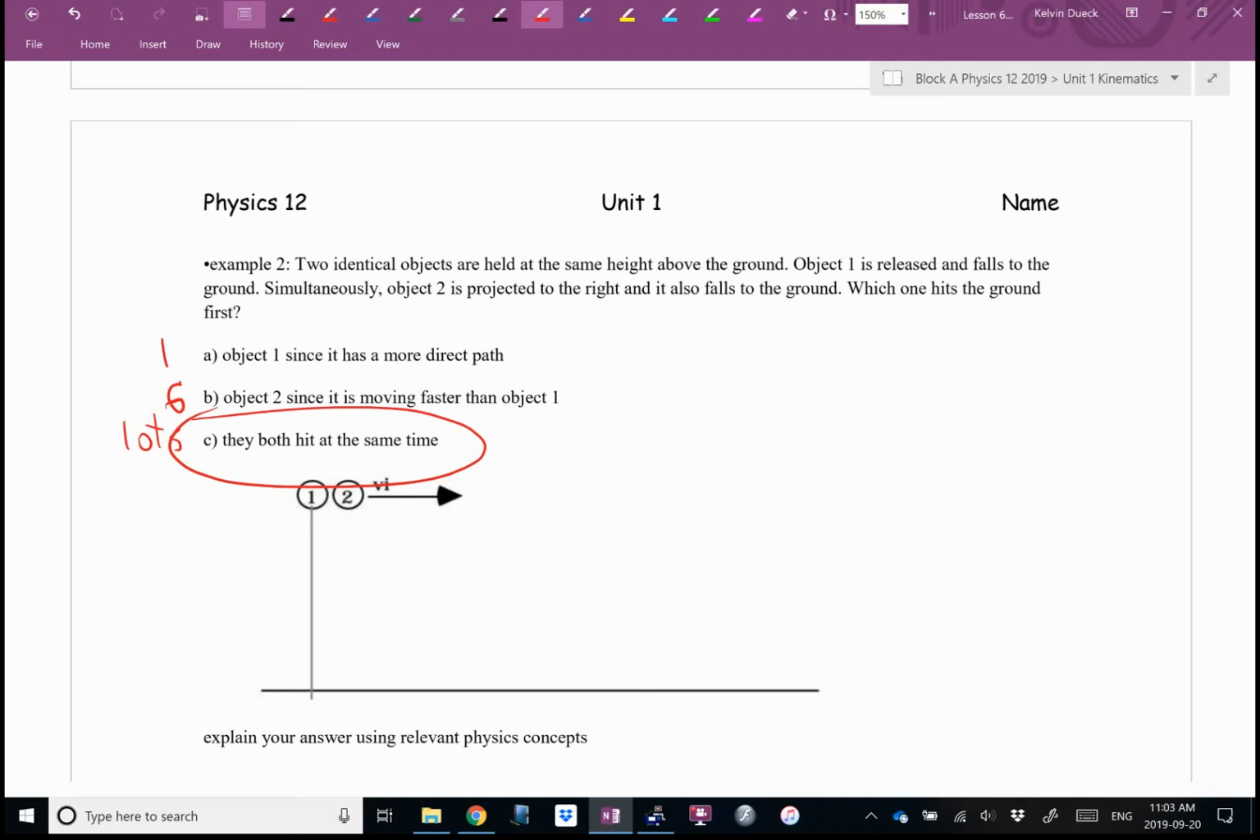And they both have the same vertical acceleration, which you all know. What's the vertical acceleration under gravity? It's both accelerating at negative 9.8, so they'll both end up with the same time. I don't care about what's going horizontally. That's completely independent from what's going vertically.